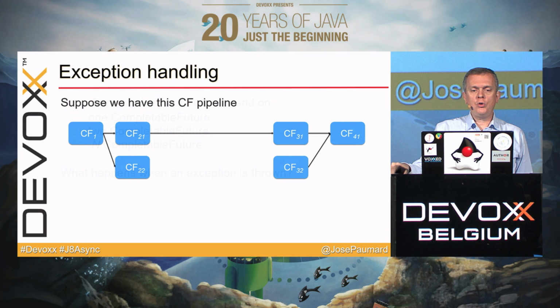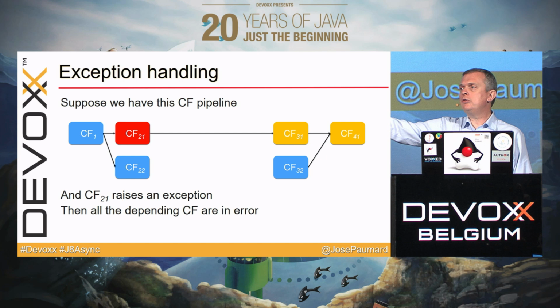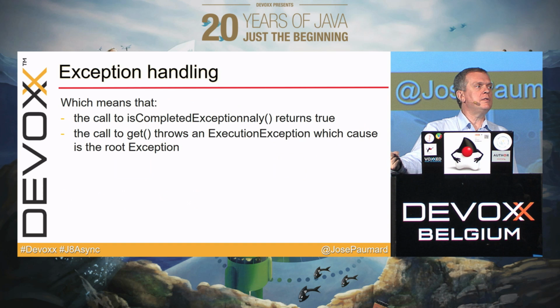Every blue square is, of course, a completable future. They are numbered, so it's nice. And suppose that CF21 raises an exception. What happens is that all the downside completable futures will also be in error. What does it mean to be in error? It means that if I call the isCompletedExceptionally method to check if there is an error in it, it will return true. And if I call the get method, it will throw an ExecutionException with the cause of the exception as the root of this exception. So this is what happens if I do that.